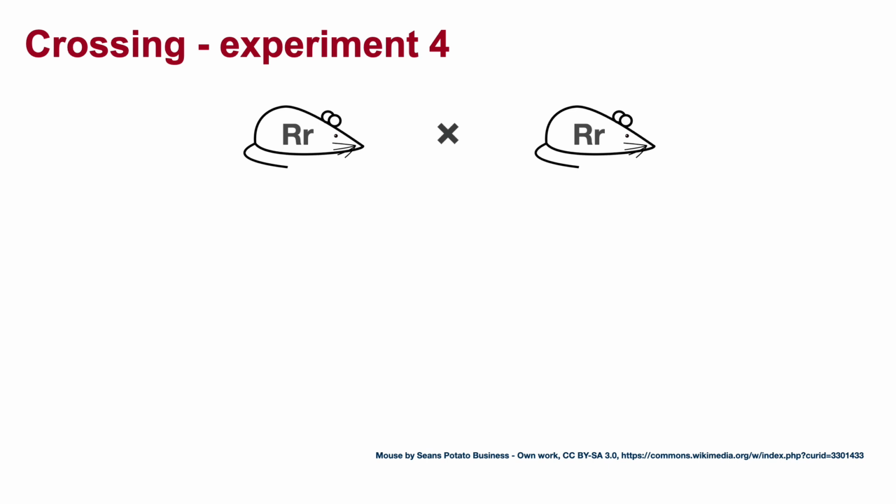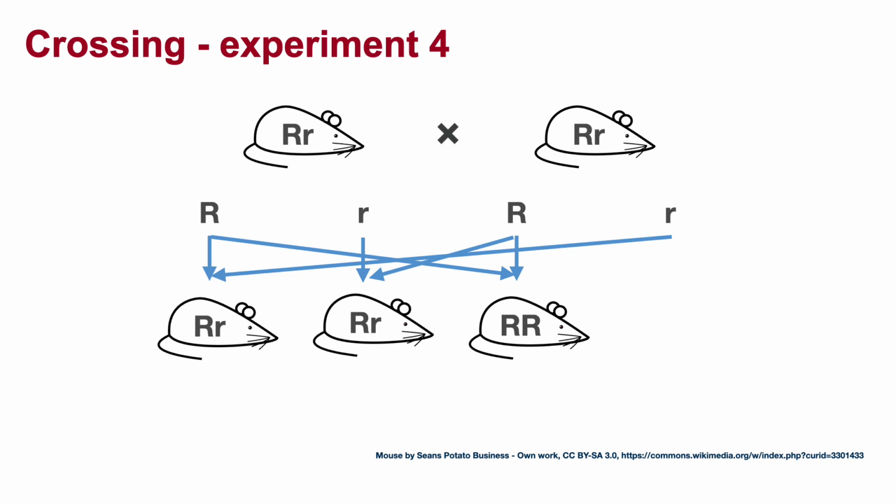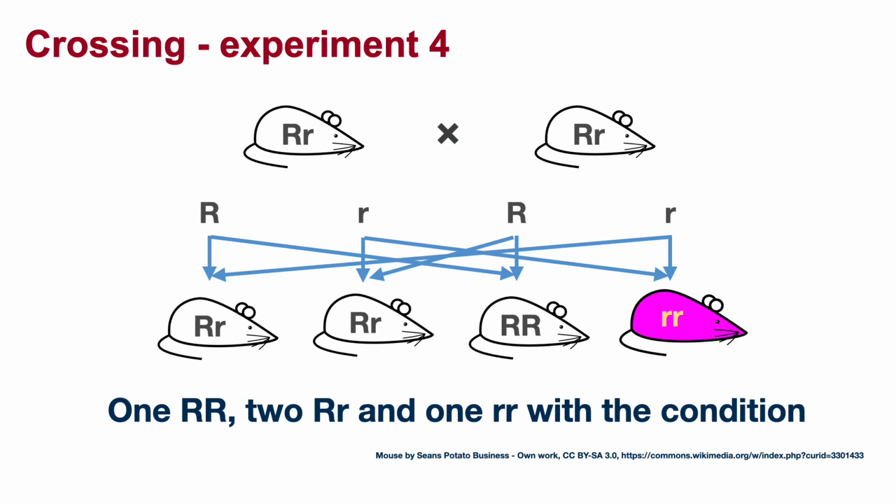lowercase r and cross them? Well, the gametes are going to be 50-50 uppercase R, lowercase r. And when we do the crosses here, what we find is we get an uppercase R, lowercase r, we get an uppercase R, uppercase R, we get a lowercase r animal that is pink, and we also get an uppercase R, lowercase r. And effectively what we've got is one homozygous for uppercase R, two heterozygous for uppercase R, and one homozygous for lowercase r.